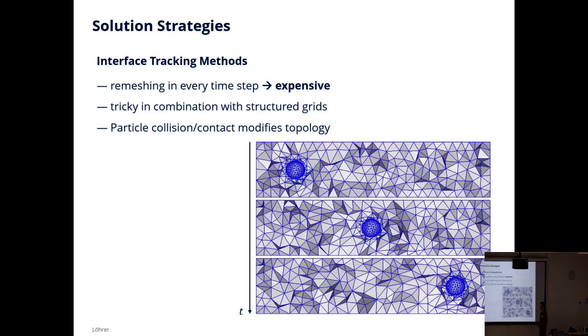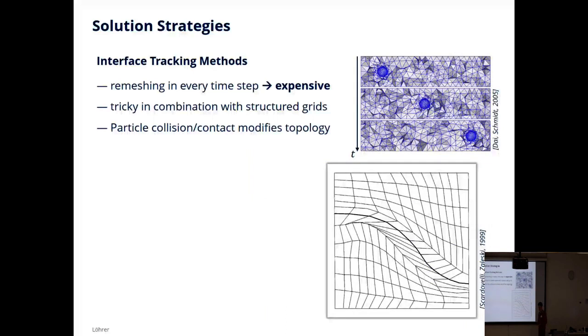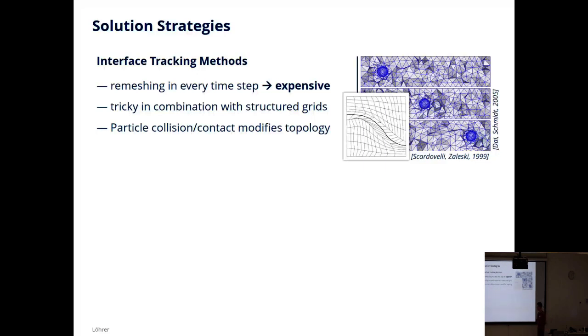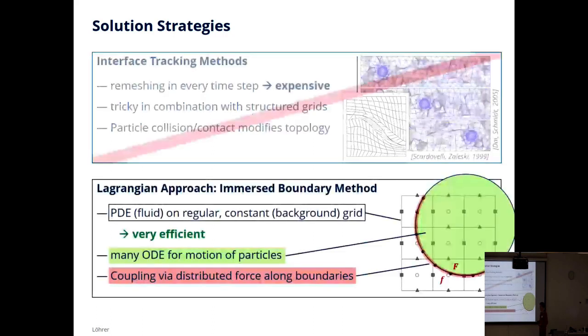I'm going to briefly present the code. So when thinking of how to solve this, the first idea I would have is to construct the mesh around the particle and to move it with the particle. This is an interface tracking approach. It's possible, but it's very tedious because the mesh obviously has to be regenerated as the particle moves, and thus makes the method computationally expensive. It is also tricky in combination with structured grids, and especially since the collision of particles or bubbles changes the topology of the entire problem.